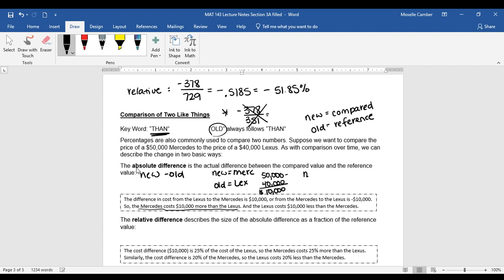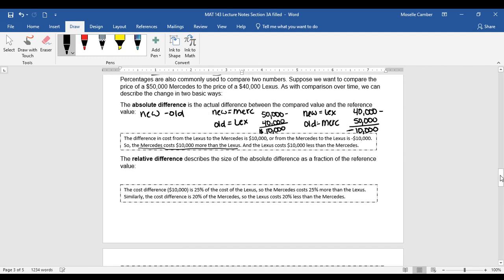Now, if we switch it around, let's say the new is the Lexus and the old is the Mercedes, then we have 40,000. I'm going to subtract off 50,000 because in this case 50 is the old. Now you have a negative 10,000, which means that the Lexus is $10,000 less than. That negative means less than. So Lexus costs $10,000 less than the Mercedes.